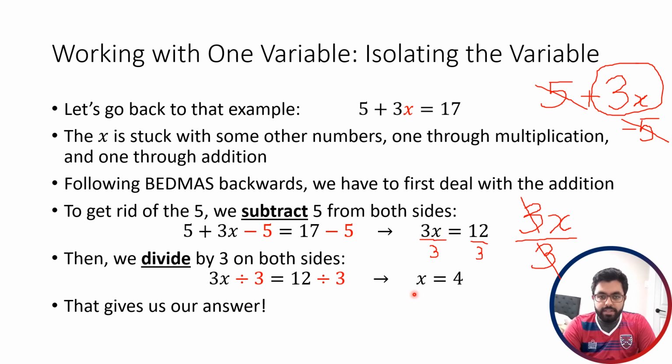And so then you get 3x divided by 3, that's going to be just an x, and 12 divided by 3 is going to be 4. And then that's your answer. X is equal to 4. And at that point, you're done.